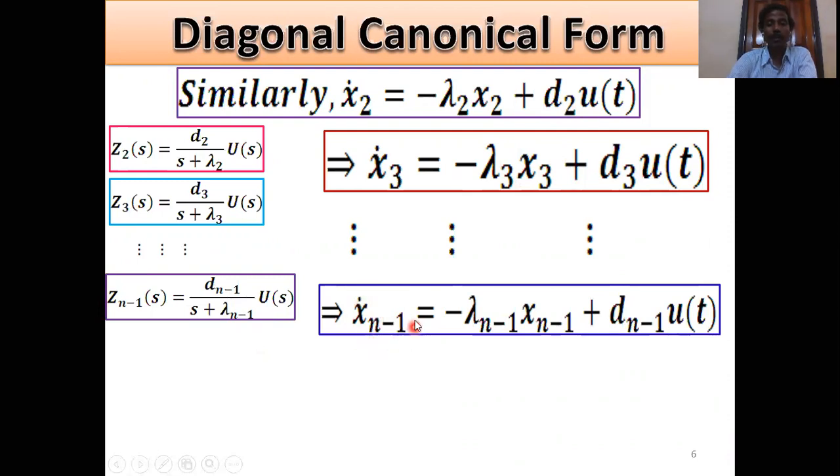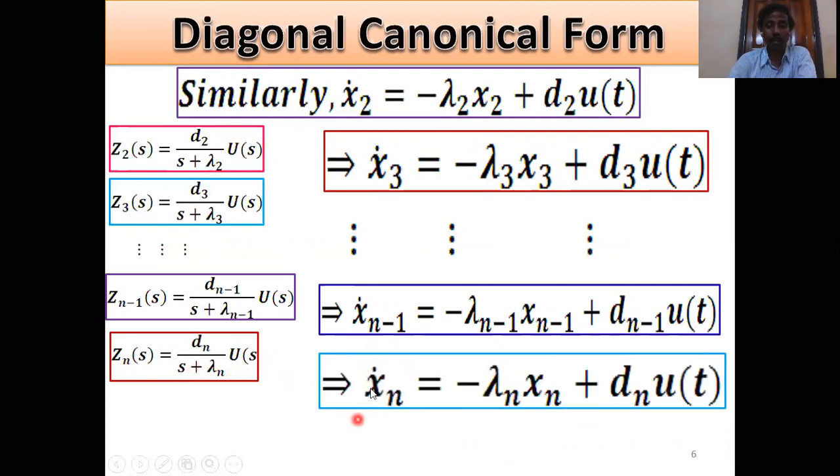After selection of the state variable, we get x(n-1) dot equals minus lambda(n-1) x(n-1) plus d(n-1) u(t). Similarly, Zn(s) equals dn U(s) divided by (s plus lambda n), which is equivalent to xn dot equals minus lambda n xn plus dn u(t). So this is the nth order differential equation, or nth order system.